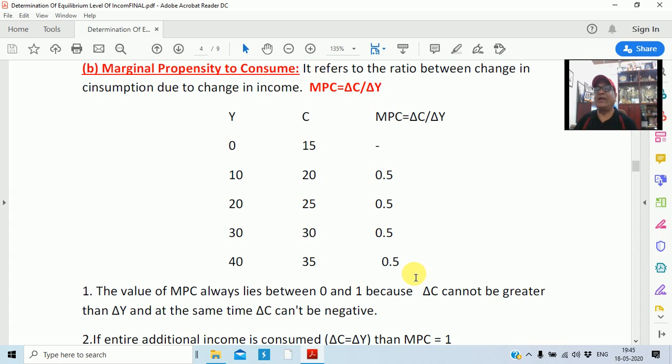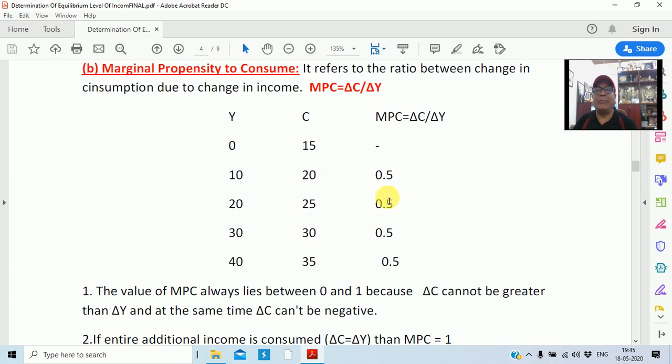Another possibility in the exam: you may be asked what is meant by MPC. It is the ratio between change in consumption due to change in income. Or you may be given income and consumption and asked to calculate MPC. How will you calculate? In each step you will see how much change in consumption and how much change in income, and this change in consumption is divided by change in income.